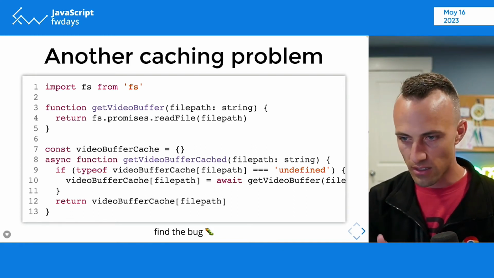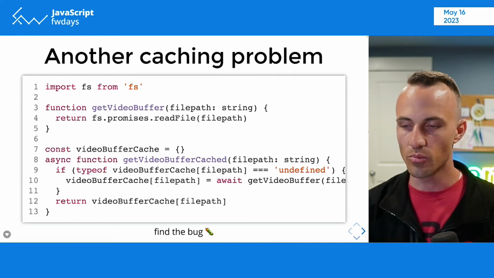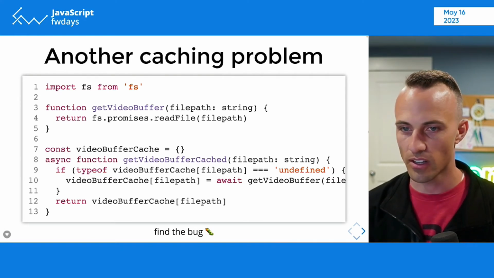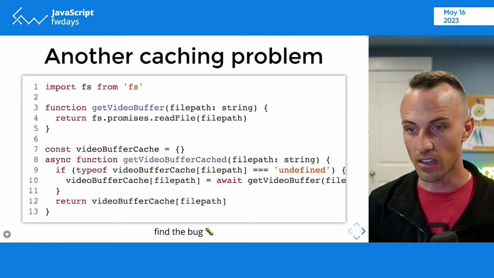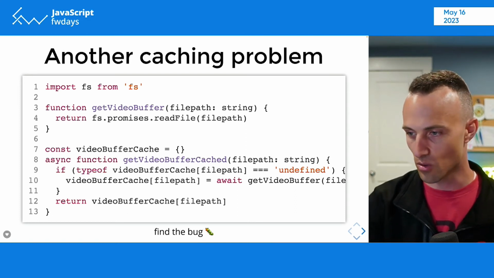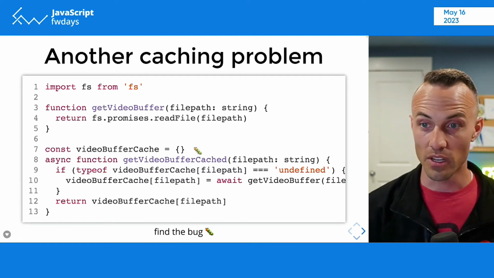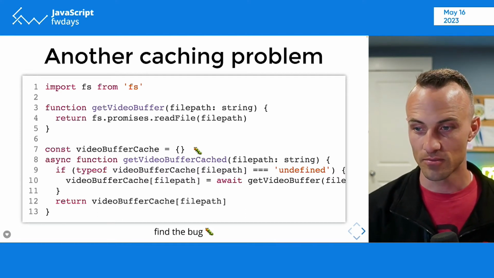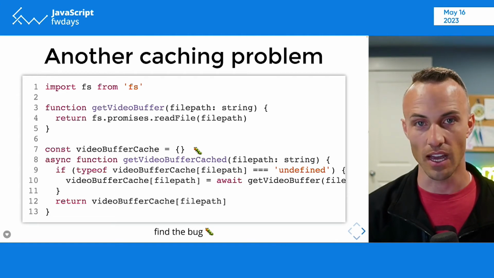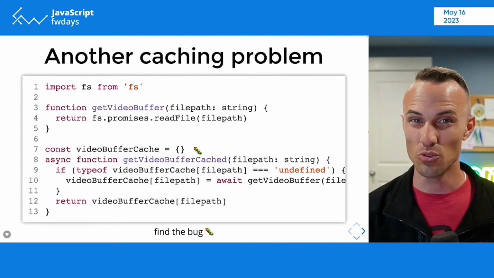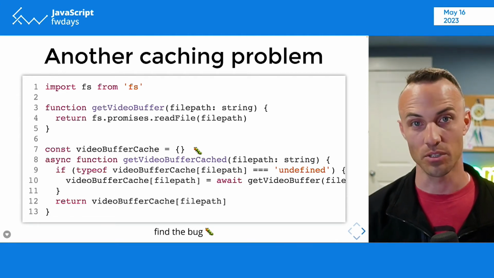It's a pretty standard cache thing. The implementation of the function itself is not even all that complicated. It is async. We're returning a promise there, and so we're waiting. That all is fine. There's nothing wrong with that. The problem is right here, that object, video buffer cache. Most of the time, you do not want to do a cache as an object like this.